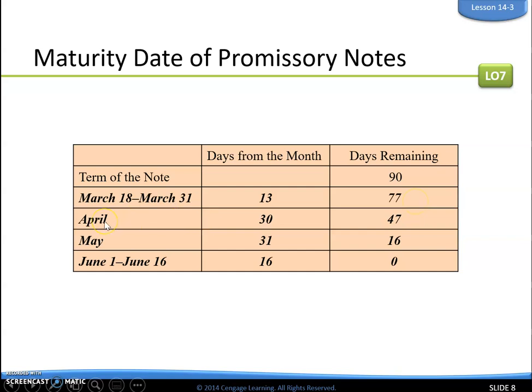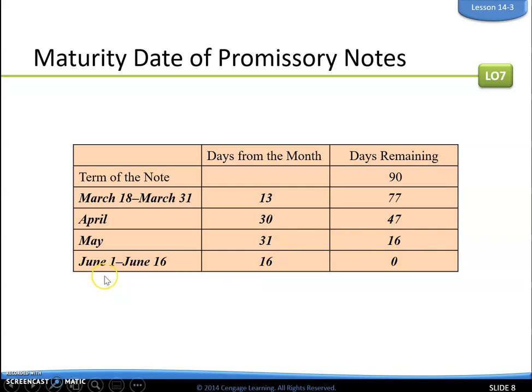Okay, next we're going to look at April. There are 30 days in April. We're going to use all 30 days in our maturity date. Okay, so we're going to take 77 minus 30. Now we have 47 days left. Now we're looking at May. May has 31 days. Okay, same thing. We're going to take 47 minus 31. We're using all of those 31 days. We have 16 days remaining.